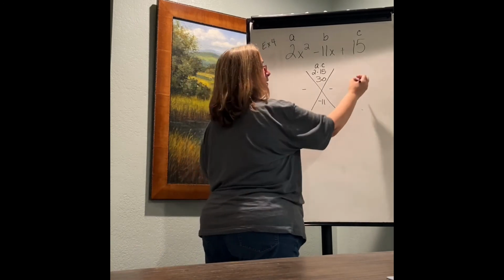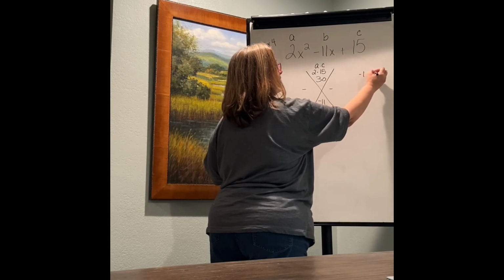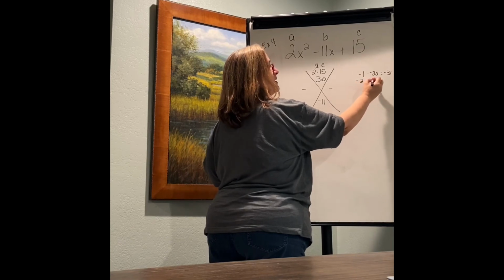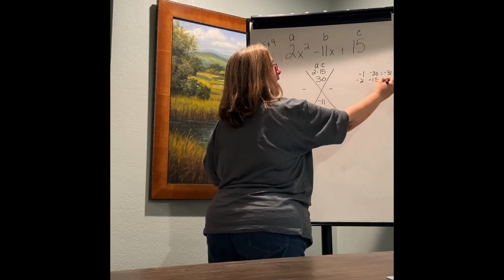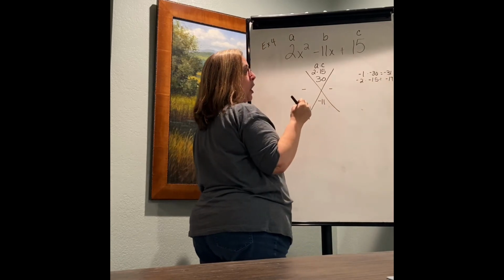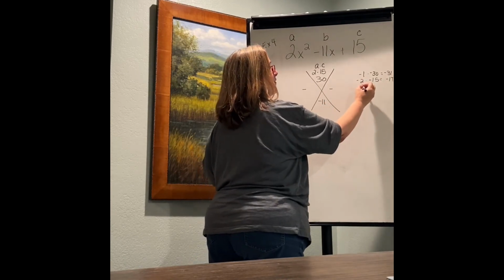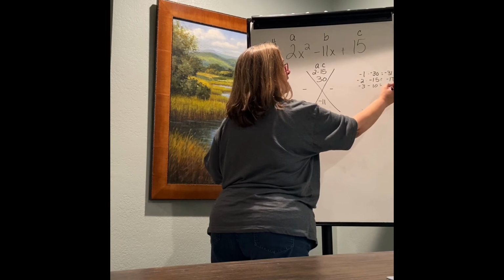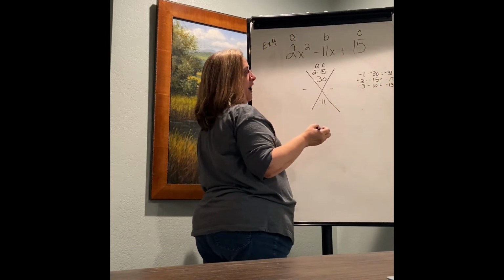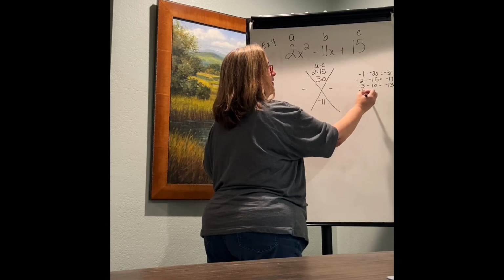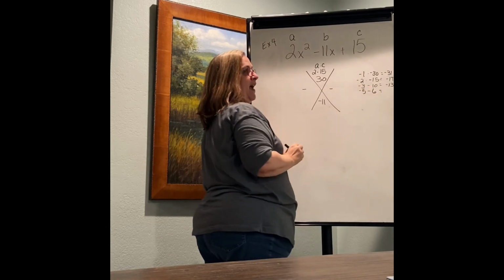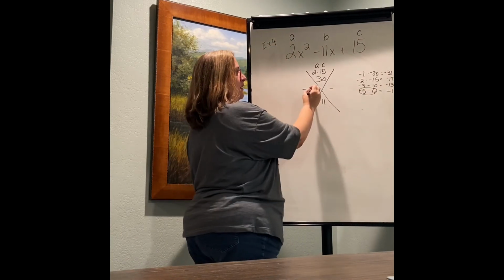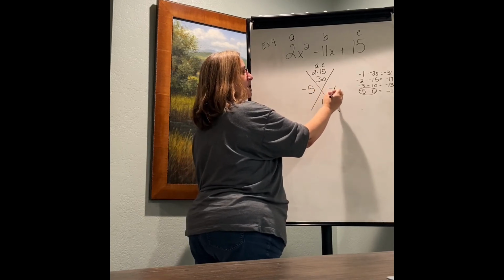So factors of 30, negative 1 times negative 30, that gives me negative 31. Negative 2 times negative 15, I add those up, I get negative 17. So I'm getting closer. And then I have negative 3 and negative 10. If I add those up, I get negative 13. And then I have negative 5 and negative 6. And if I add those up, I get negative 11. So these are the two factors I'm going to use. Negative 5 and negative 6.